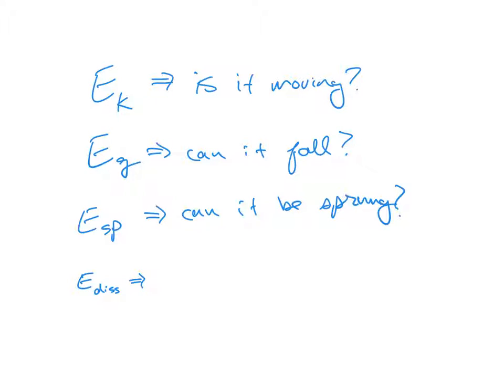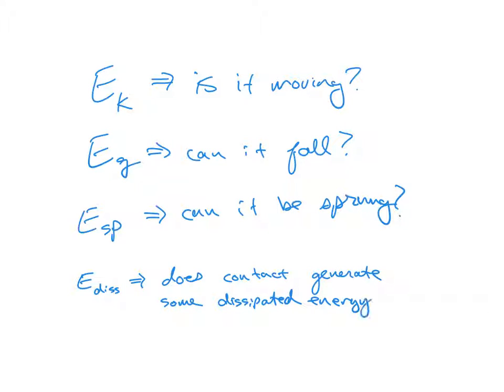So does contact or impact, and this is kind of important, it helps us identify if it's in the system or not. So does this contact generate some dissipated energy within the system?